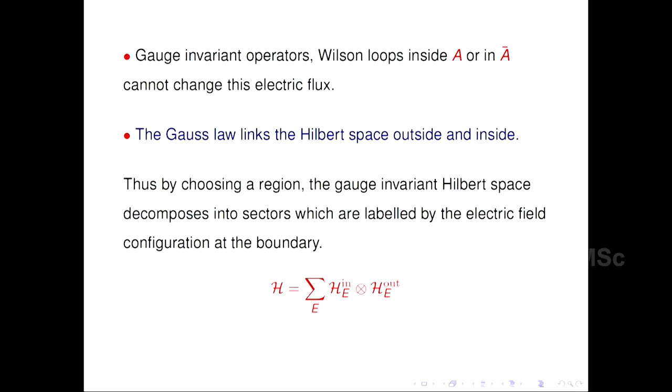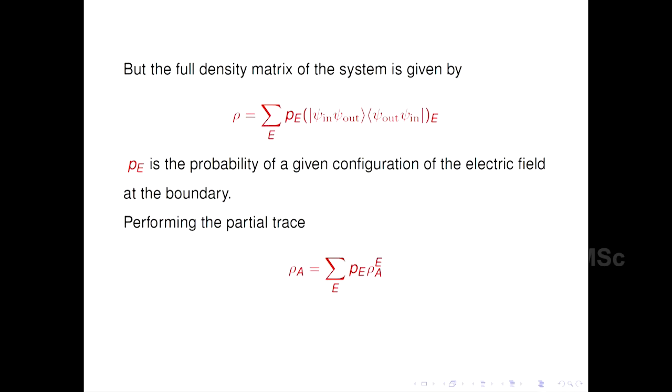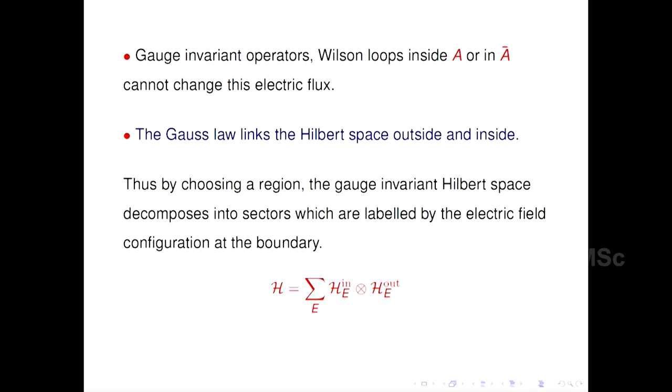And gauge invariant operators, suppose you build Hilbert spaces inside, created by little Wilson loops, cannot change this electric field configuration. The Gauss law links the inside and outside. Therefore, just choosing a region, the Hilbert space breaks down into this particular form. It tensor products, but sums over the electric field configurations.